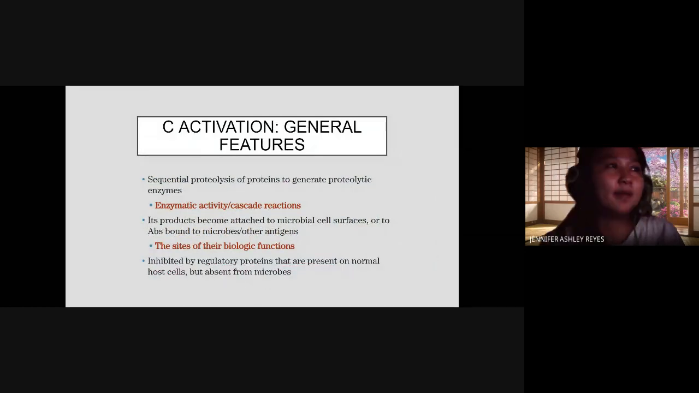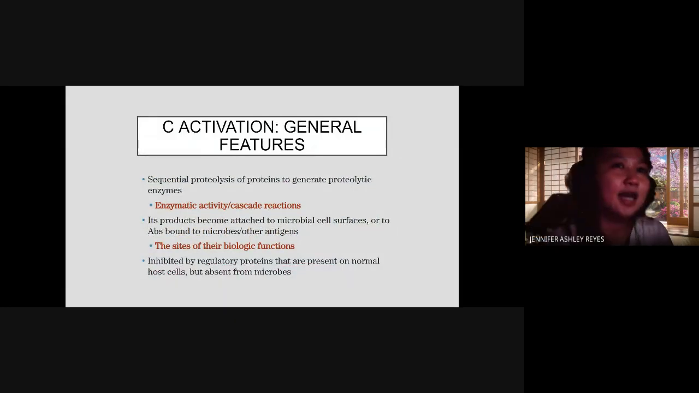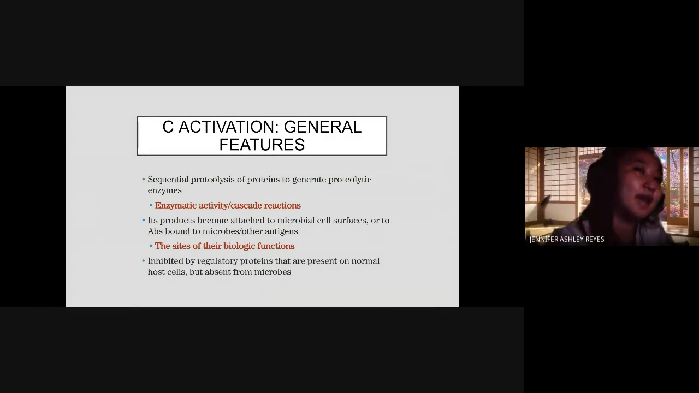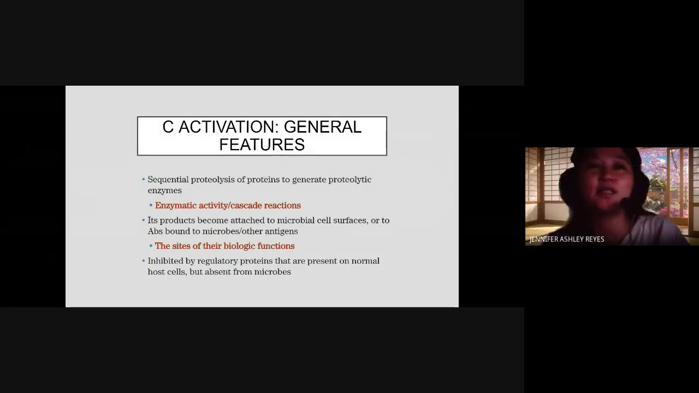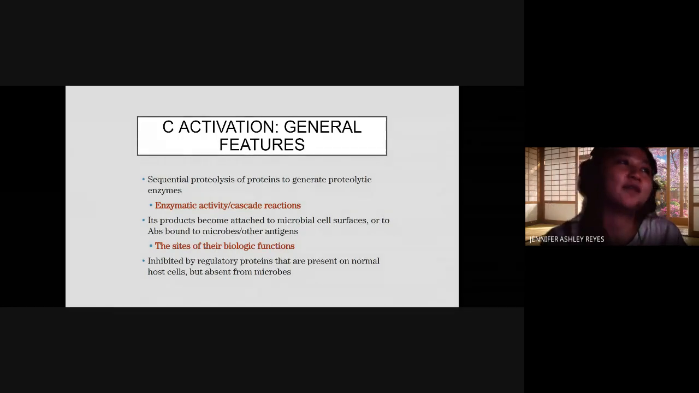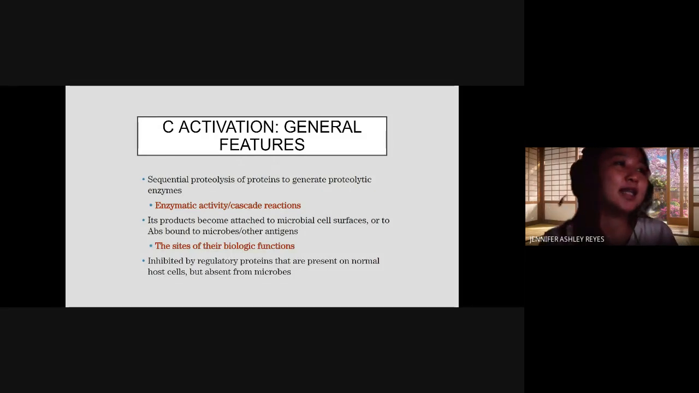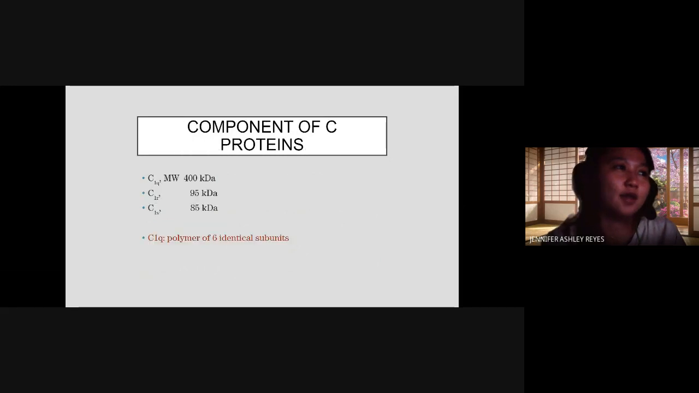So, ang mga main anaphylotoxins natin sa classical, C4a and C5a. Okay? Yung hindi natin ginamit, yung pinamigay natin, kasi C4b and C5b ang kailangan natin. So these are the general features of your complement activation. They are cascade of enzymatic activities and they are sites of biologic function.